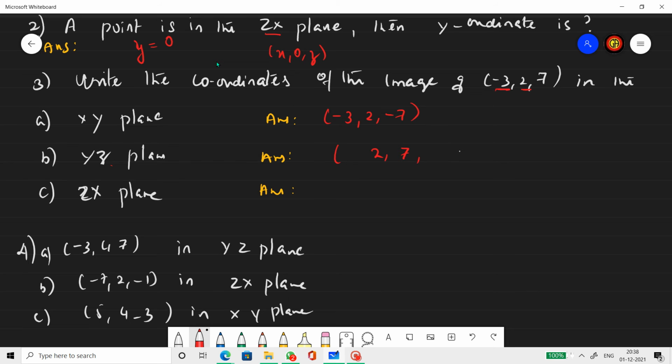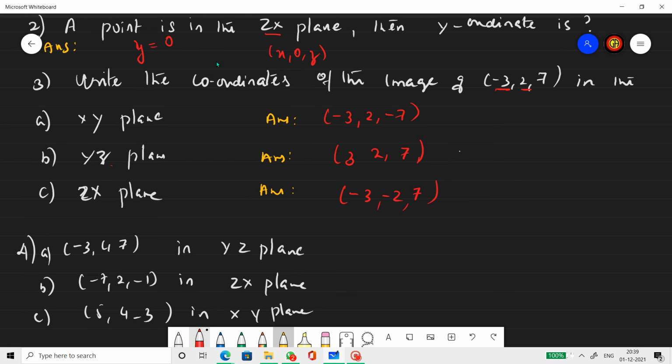So it's -3 originally, it will be 3 now. Zx plane. Zx plane means z and x will remain the same. So -3 and 7 remain the same. Y will become -2. So this is the mirror image or image of -3, 2, 7 in the following planes.